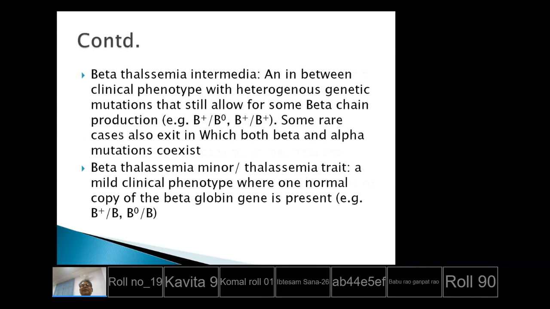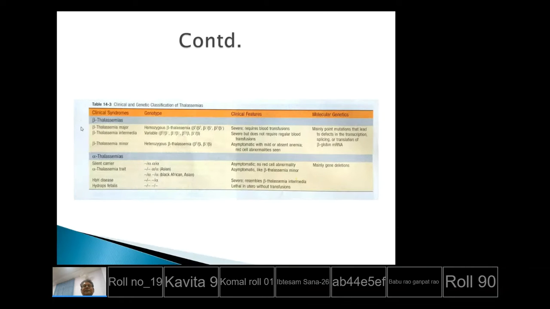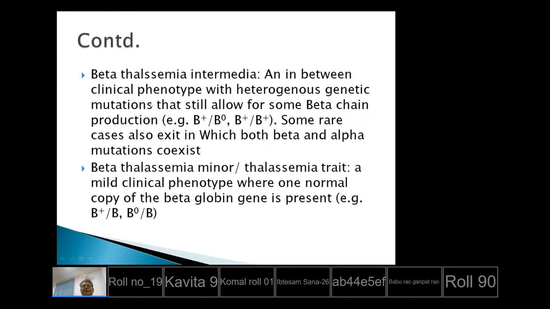Beta thalassemia intermedia is an in-between clinical phenotype with heterozygous genetic mutations that still allow some beta chain production. Here you see there is beta plus and beta 0. There is some amount of production. With beta plus, there is production of beta chain. Some rare classes also exist in which both beta and alpha mutations coexist.